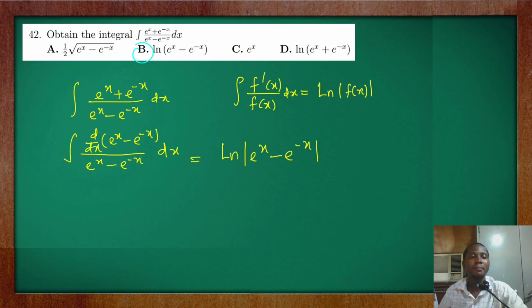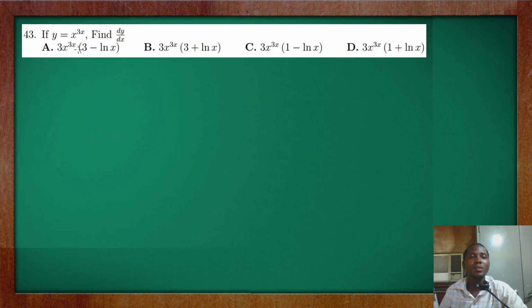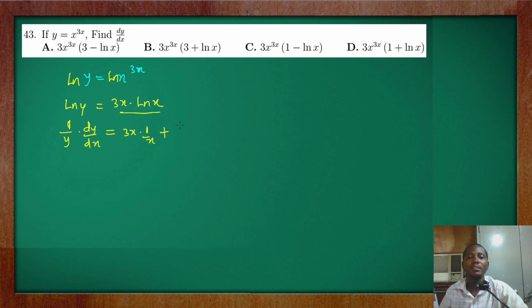In this question, it is said that if y is equal to x raised to the power 3x, we have to find dy/dx. Again, we are given y equals x raised to the power 3x. So if we take the ln of both sides, we are going to have ln y equals 3x multiplied by ln x. And if we differentiate both sides with respect to x, we are going to have 1 over y dy/dx equals, using product rule, 3x multiplied by 1 over x plus ln x multiplied by 3.